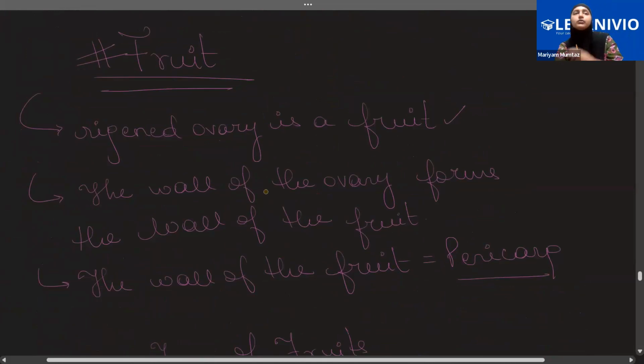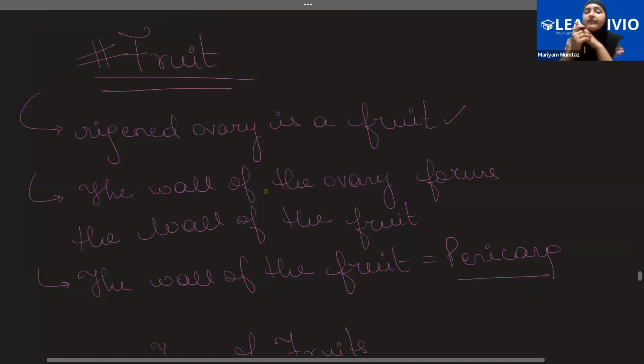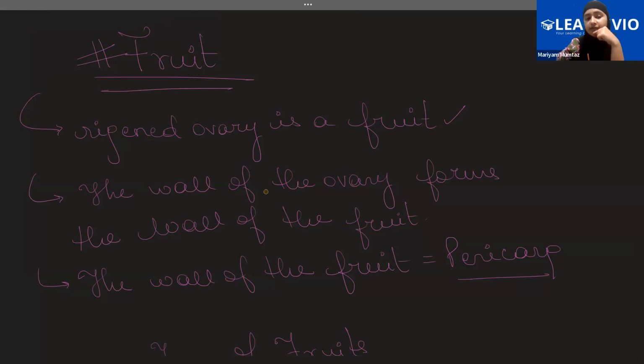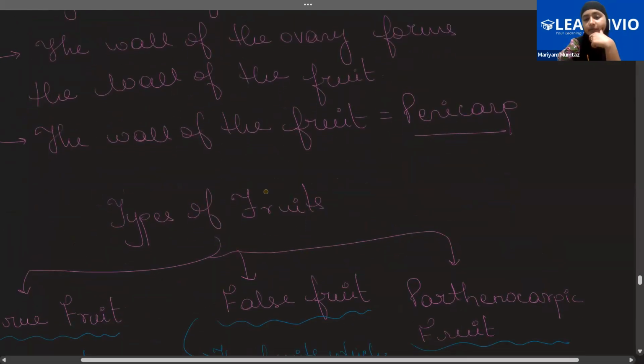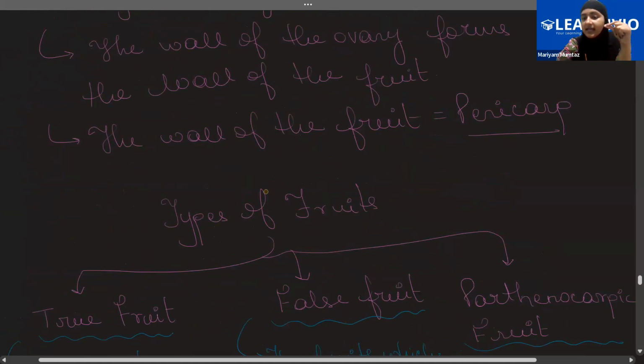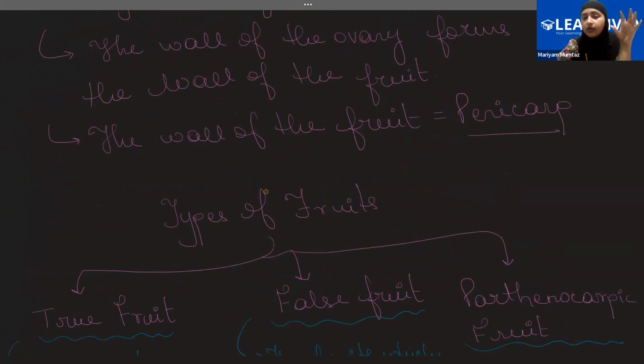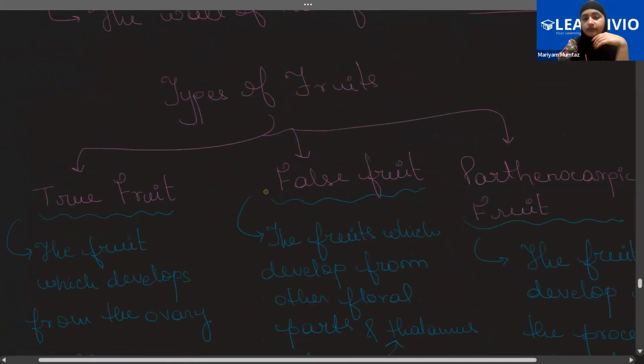Now, just like how the ovules mature into the seed, in the same way the ovary will mature into the fruit. The ripened ovary is a fruit. The wall of the ovary forms the wall of the fruit. The wall of the fruit is known as the pericarp. Just like testa and tegmen are the outer layers of the seed coat, the wall of the fruit will be called the pericarp.